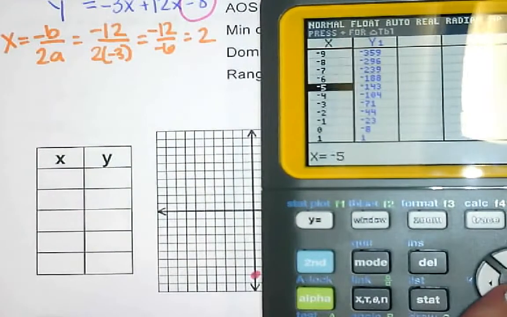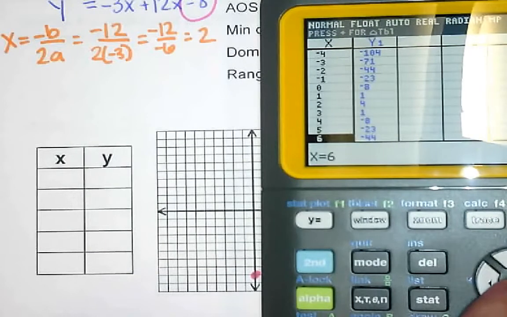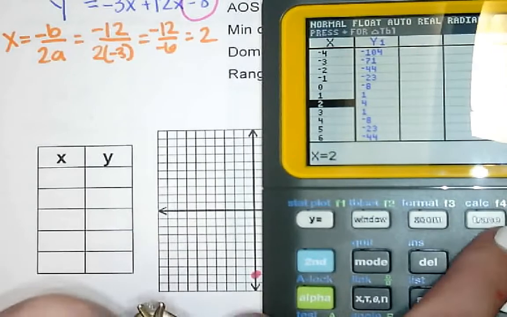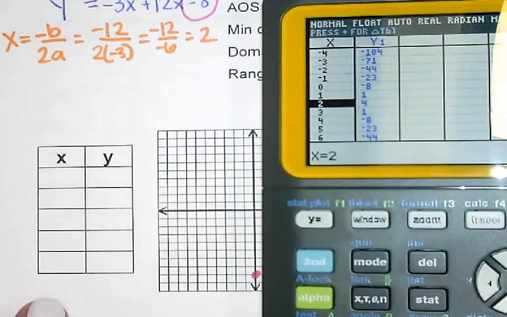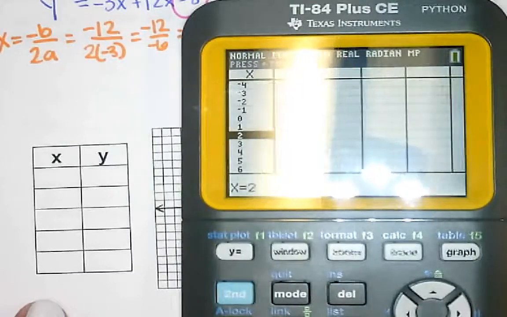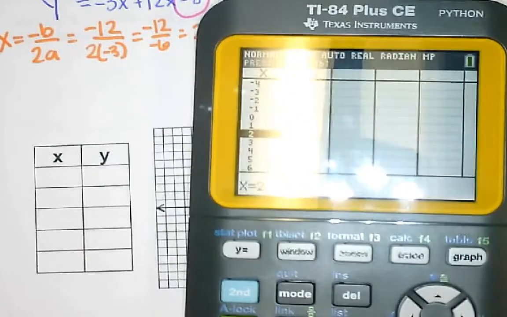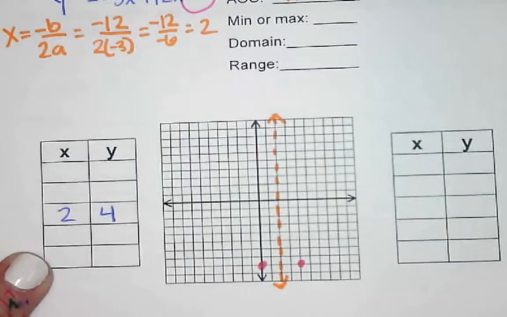Oh, there it is. Look. Do y'all see? 2, 4. And look, everything's symmetrical off that 2, 4. So I'm going to use this table from my calculator and fill in my table here. So I'm going to do that. And so I'm going to say, okay, 2, 4 is my vertex that we just got from the calculator there.